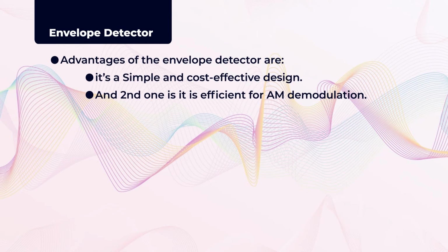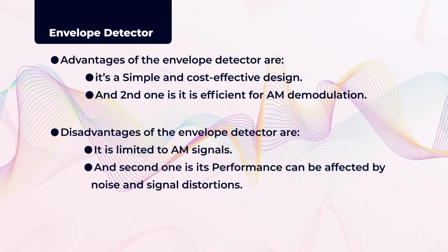Advantages of envelope detector are: first, it is a simple and cost effective design, and second, it is efficient for AM demodulation. The disadvantages of the envelope detector are: it is limited to AM signals only, and second, its performance can be affected by noise and signal distortion.